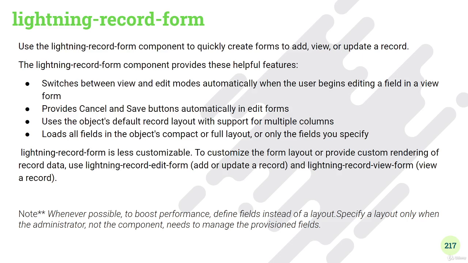So this form gives us the freedom to choose the column layout, whether you want the form in a one column layout or two column layout based on the number you mention in the columns property. Apart from that, you can load the fields based on the compact and full layout that we'll see in the example. The other very important point you need to remember with this form is that it is very less customizable. So whenever you want to achieve some customization, always go with the other forms like the Lightning Record Edit Form or Lightning Record View Form that we'll cover in the next video.